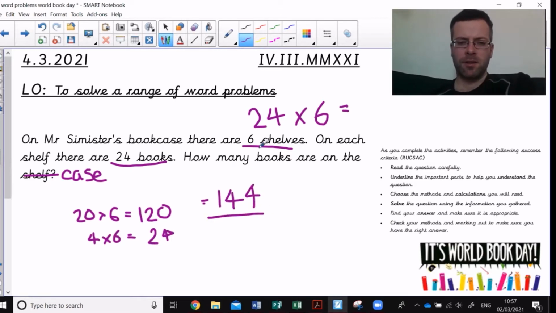Does that seem accurate? If there's 24 and then it's like 24, 48, 6 lots of that, I'm quite happy. 20 times 6 is that, 4 times 6 is that, add them together. I'm confident that that is correct.